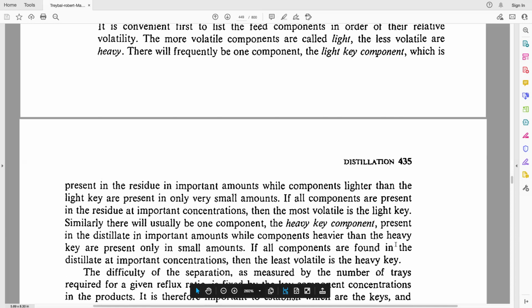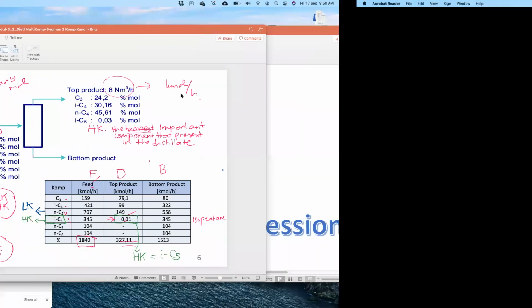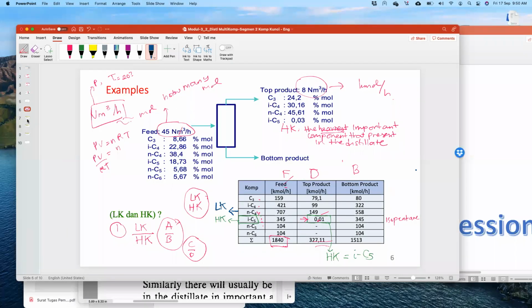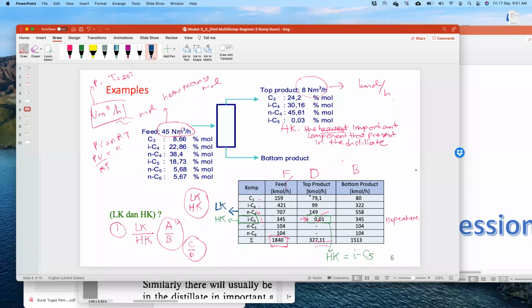So to answer Fatia's question, which one is important, which one is very important or not? Sometimes it should happen in the distillate. It should happen in that problem. But if not, for example in our example here, those in the top product are important. Yeah, the top product is important.